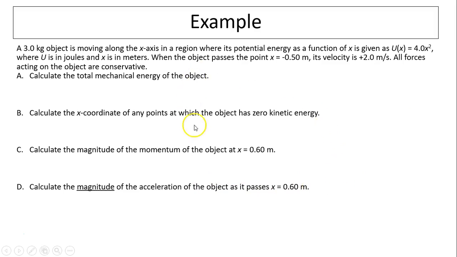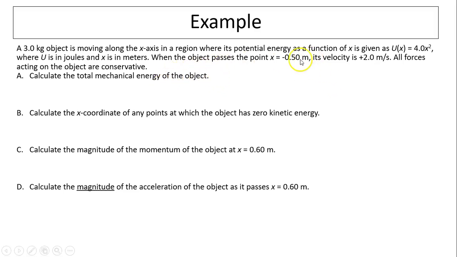Another example. A 3-kilogram object is moving along the x-axis in a region where its potential energy as a function of x is given as U(x) equals 4x squared, where U is in joules and x is in meters. When the object passes the point x equals negative 0.5 meters, its velocity is 2 meters per second. All forces acting on the object are conservative. Calculate the total mechanical energy. So total mechanical energy is potential plus kinetic.